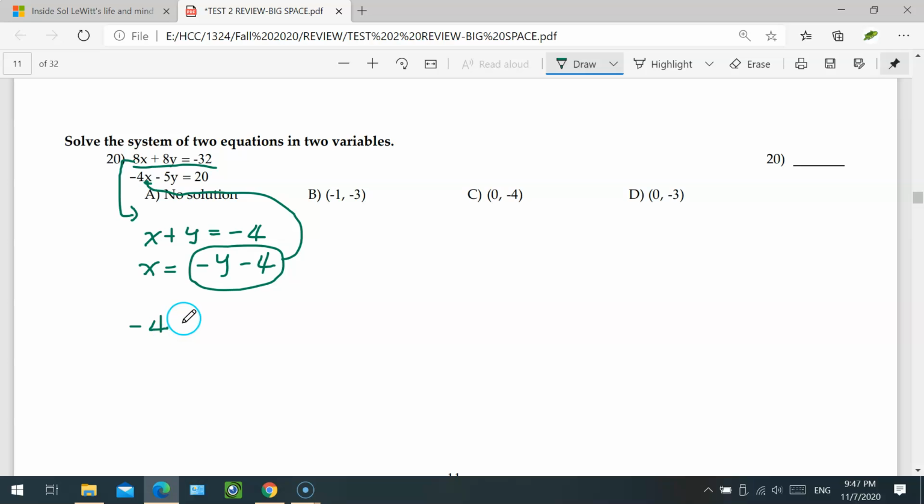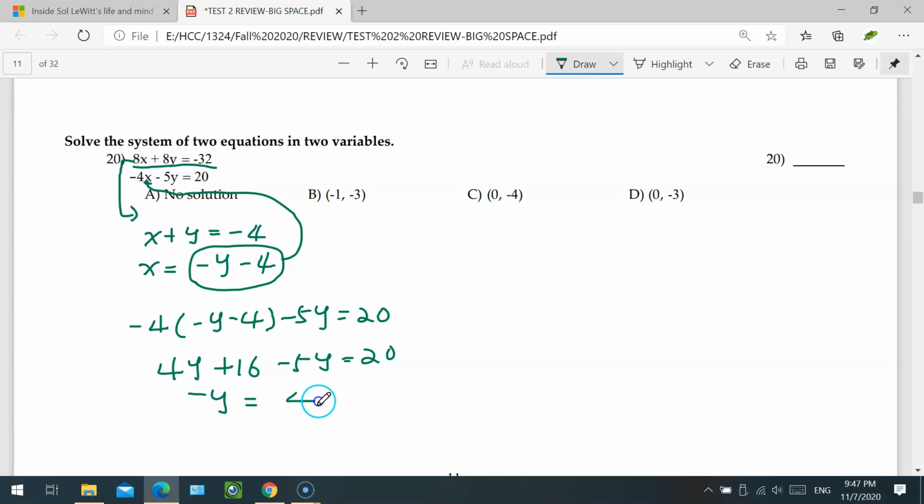So now I rewrite the second equation as -4 times (-y minus 4), then minus y equals 20. Distribute, you will get 4y plus 16 minus y equals 20. Negative y is equal to 4. So that means y is equal to -4.